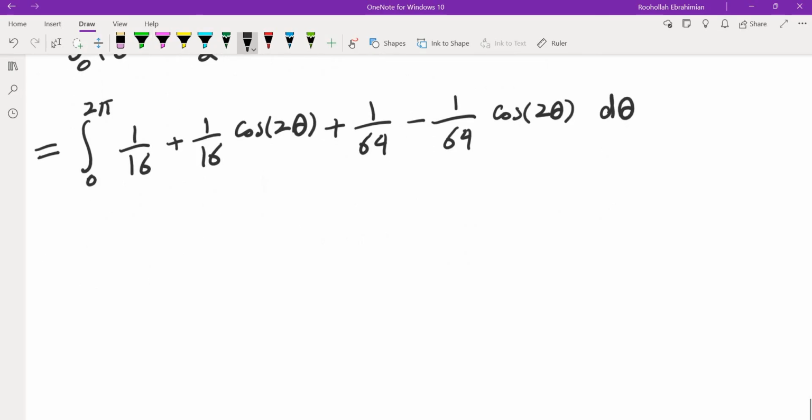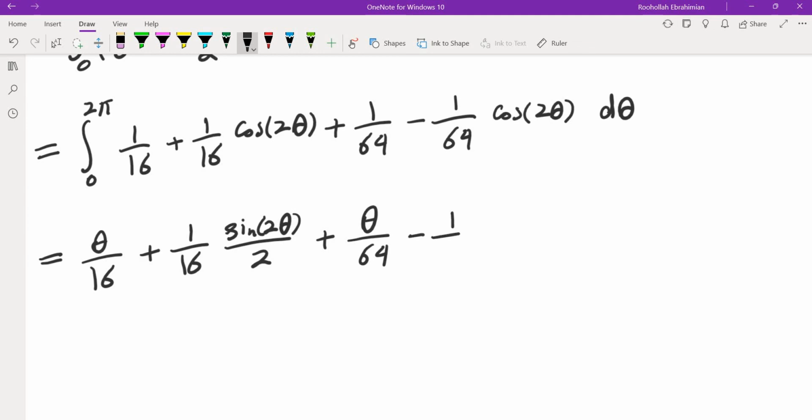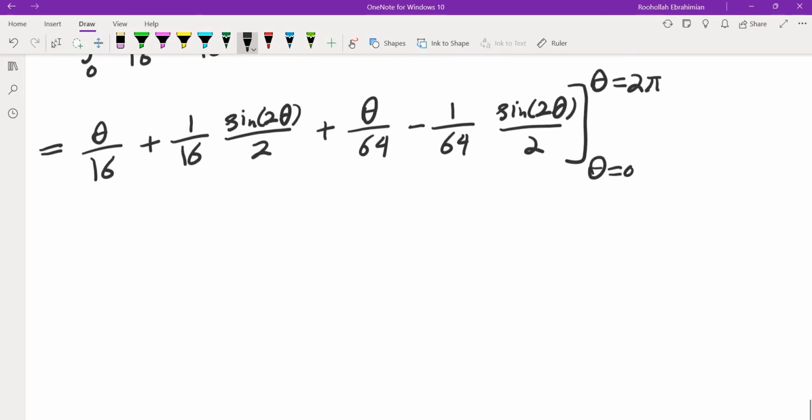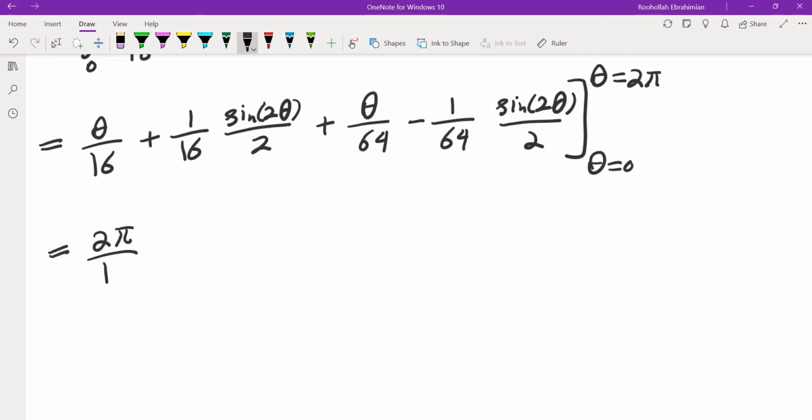Now once we integrate, we get theta over 16 plus, what is the integral of cosine of 2 theta? That would be sine of 2 theta divided by 2. And the integral of 1 over 64 is theta over 64, and then minus 1 over 64 sine of 2 theta divided by 2, with theta going from 0 to 2 pi. When we plug in 2 pi, we get 2 pi over 16. Sine of 2 times 2 pi is 0. We get 2 pi over 64. Sine of 2 times 2 pi is also 0. And when we plug in 0, everything becomes 0. So this would be our answer to the problem.